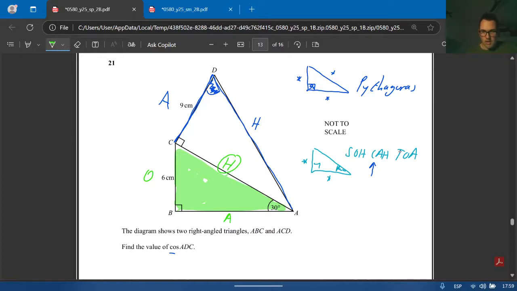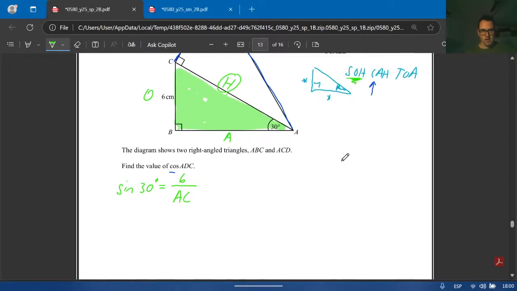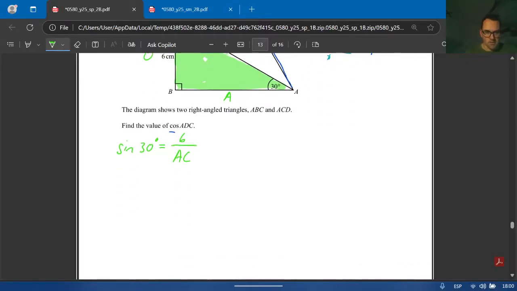So the S and the O, we're going to use the SOH ratio, which means we need to do sin 30 equals the opposite, which is 6 over the hypotenuse here, which is line AC. Nice.